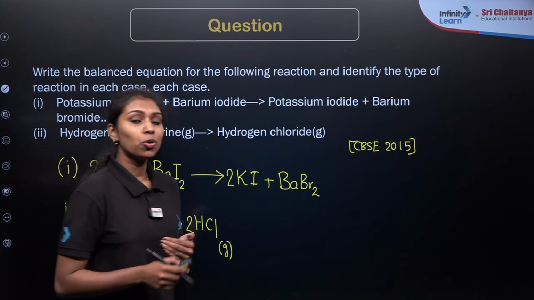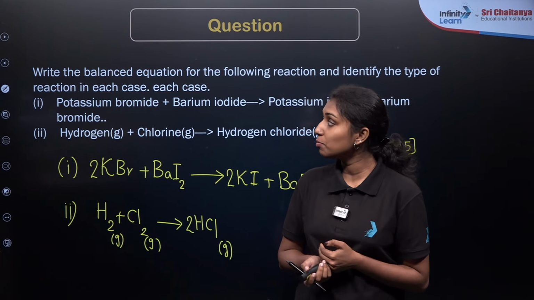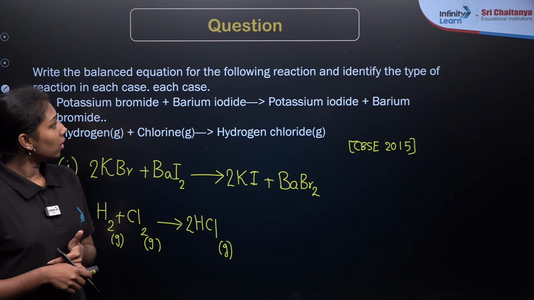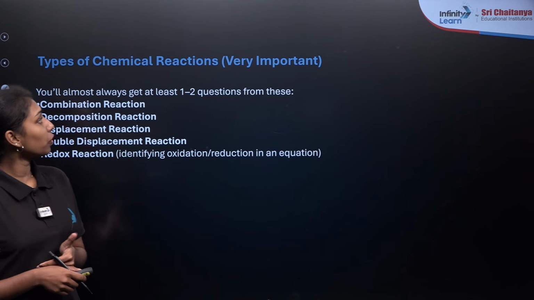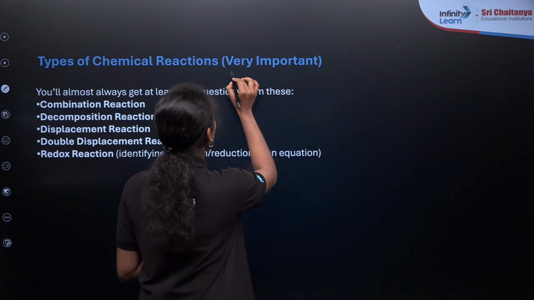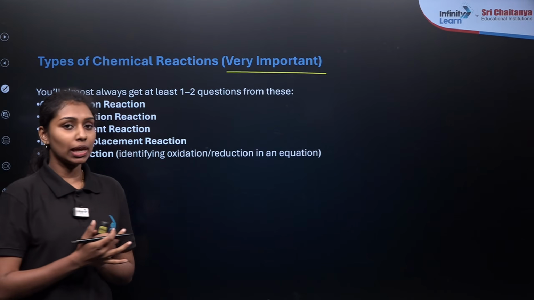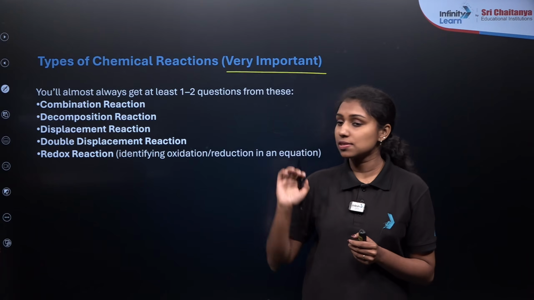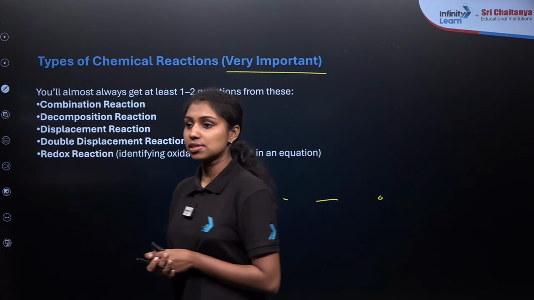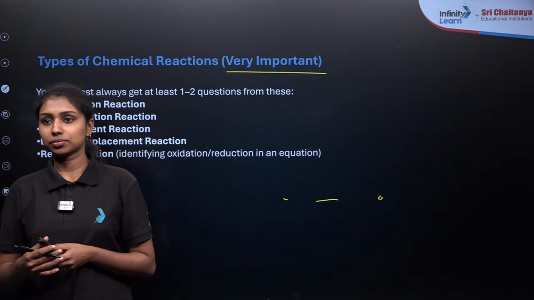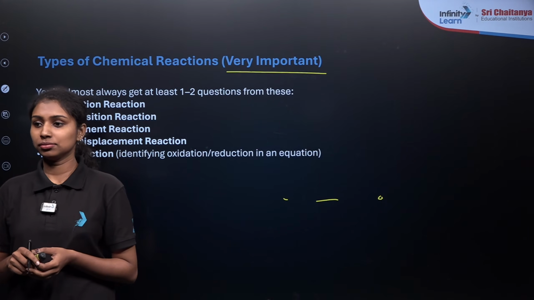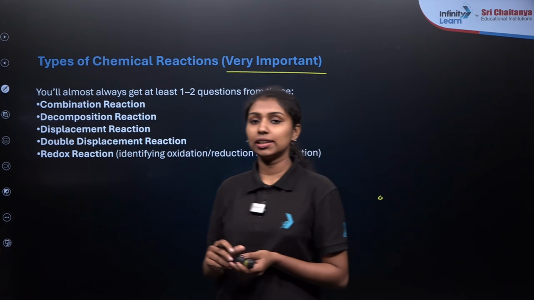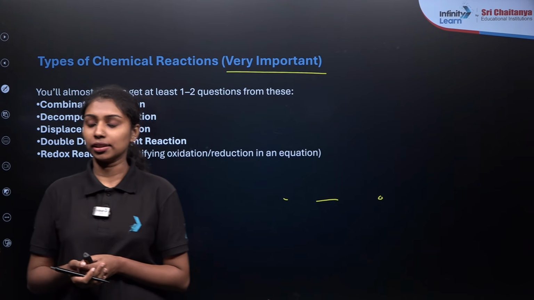So we have already seen the most important topic from the first chapter is about the balancing of chemical equations or the balancing of the chemical reactions. So the second topic is from the types of chemical reactions. Very important. You can expect more questions from the types of chemical reactions. Many times they will be repeating from the topic, types of chemical reactions. So what are the different types of chemical reactions we have studied?